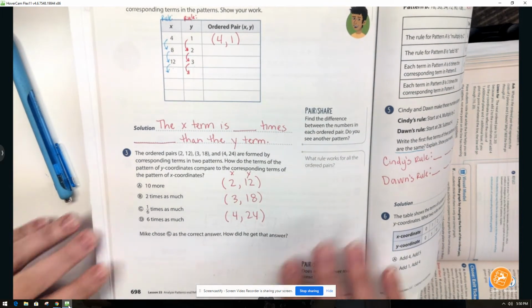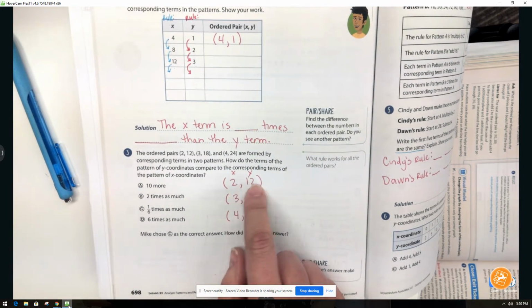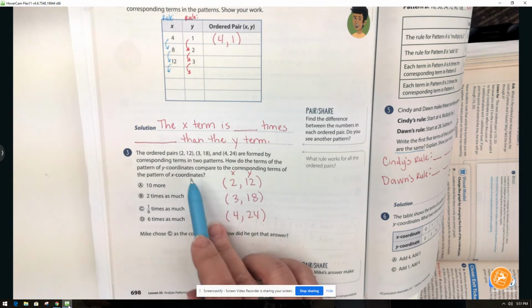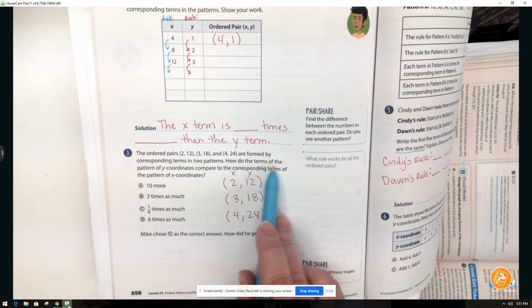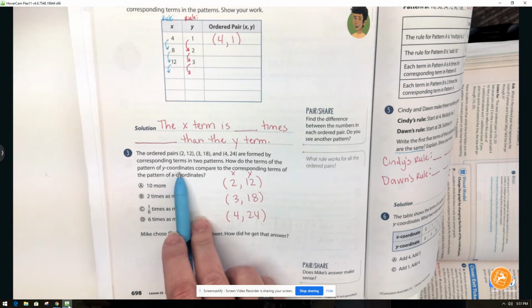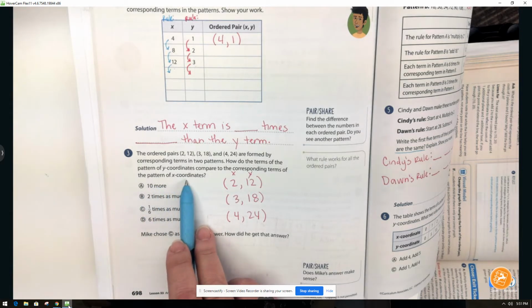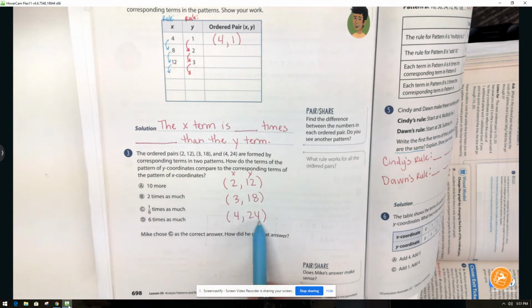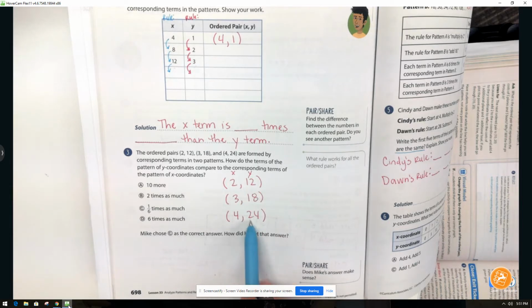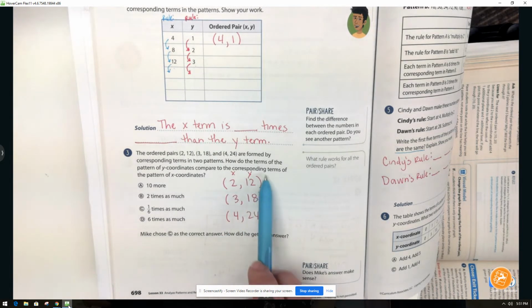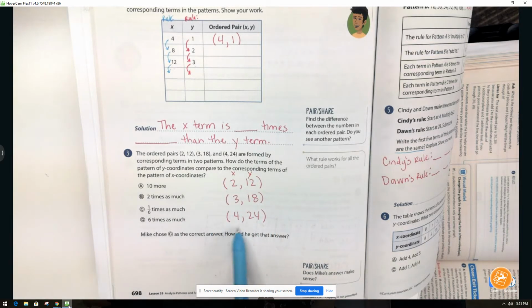Number 3, the ordered pairs (2, 12), (3, 18), and (4, 24) are formed by corresponding terms in 2 patterns. How do the terms of the pattern of the Y coordinates compare to the corresponding terms of the pattern of the X coordinates? So the Y coordinate is blank more than the X coordinate, or the Y coordinate is blank less, or you look at it and you see which one makes sense.